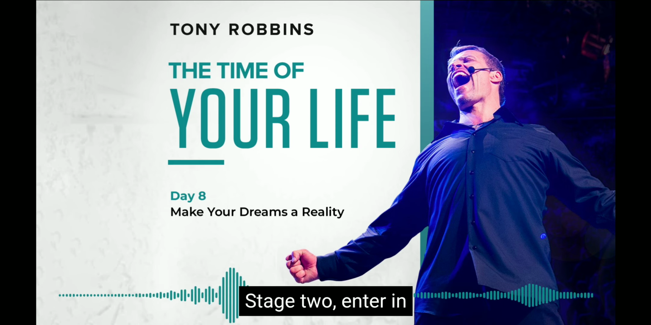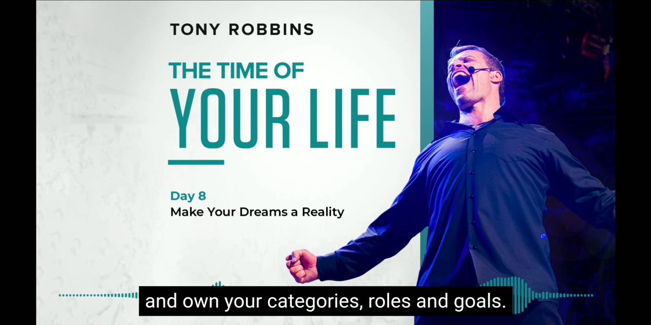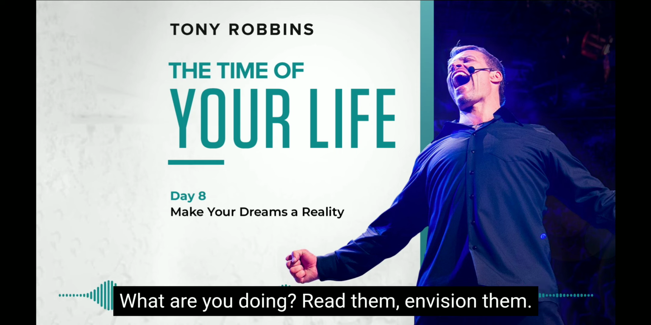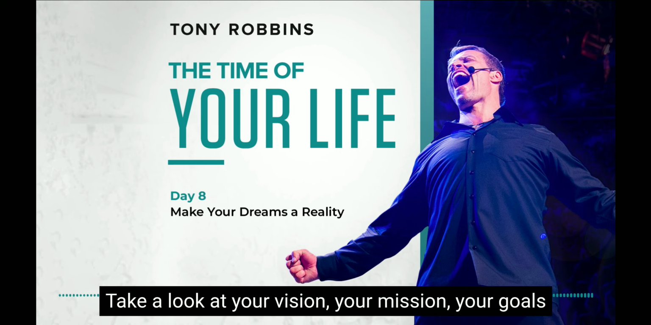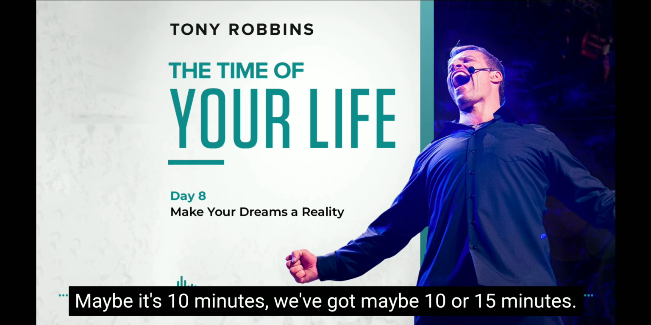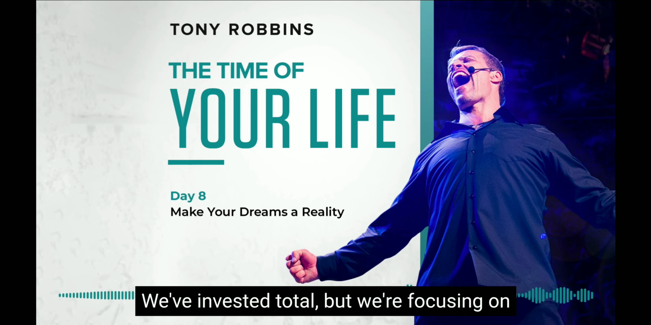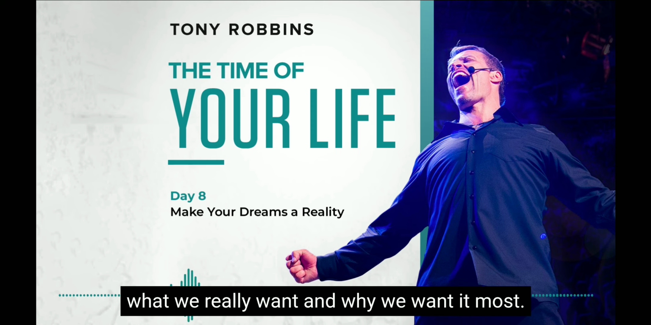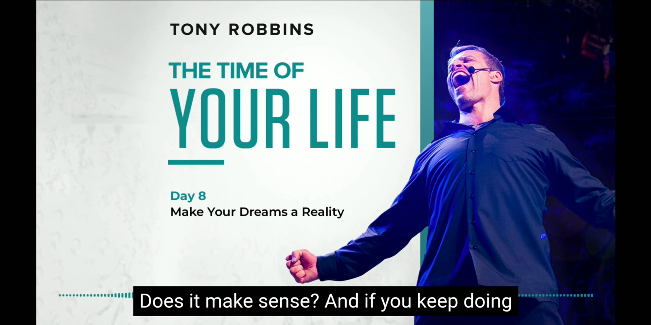Step 2, enter in and own your categories, roles, and goals. What are you doing? Read them, envision them. Take a look at your vision, your mission, your goals for each of these categories. Just take the time to do it. Maybe it's 10 minutes. We've got maybe 10 or 15 minutes we've invested total. But we're focusing on what we really want and why we want it most. Does it make sense?